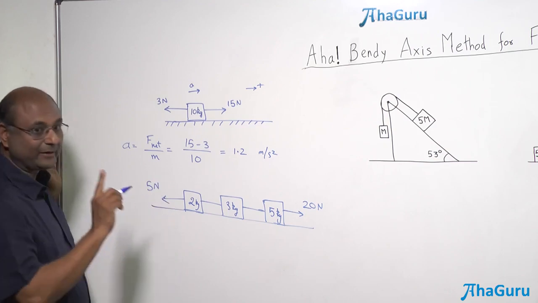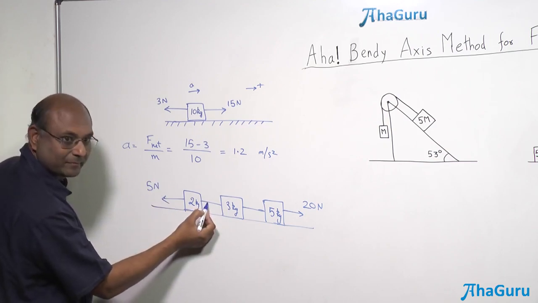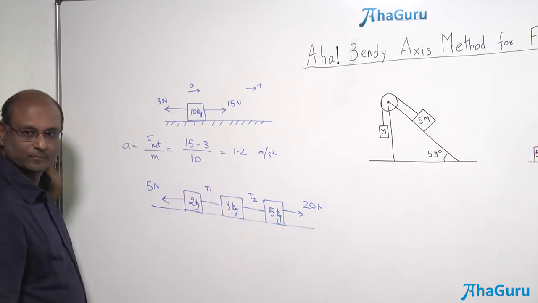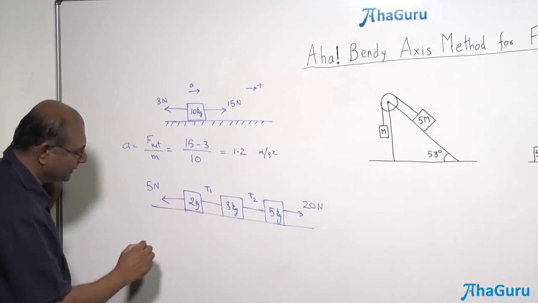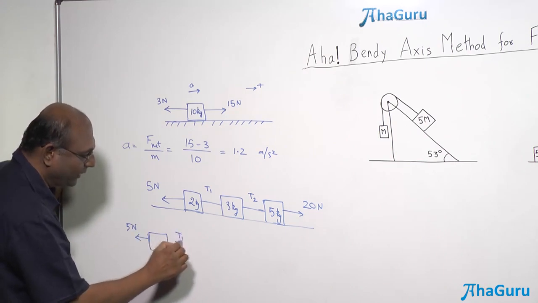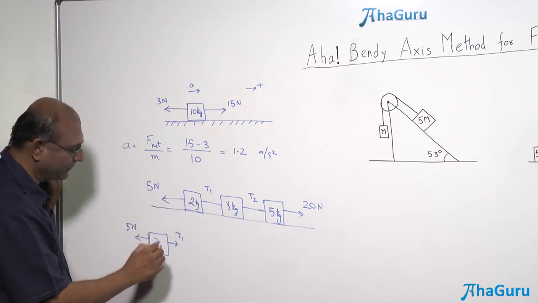Now the point is, if I try to do a free body diagram, this has a tension, its tension is T1, this has a tension, its tension is T2. So if I try to do the free body for this, it's going to turn out like this. It's going to say there's a force of 5 newtons and a force of T1 acting on the 2 kg block.